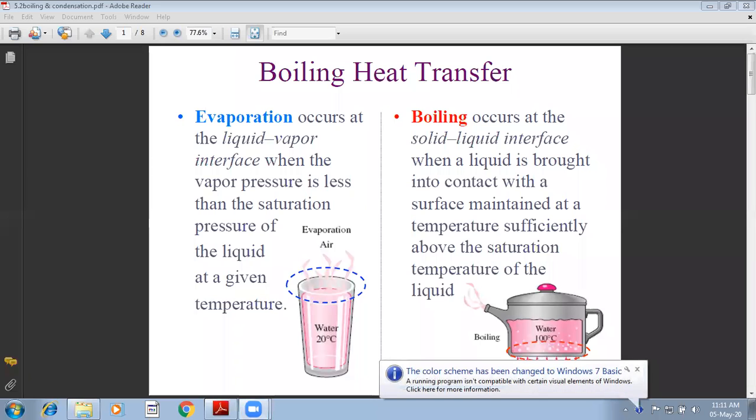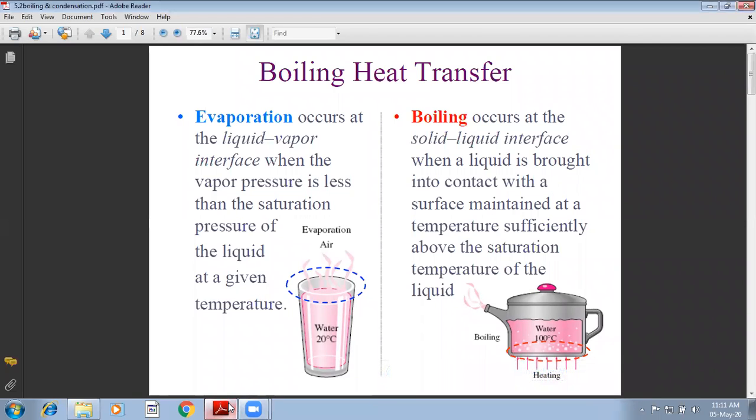In today's session, we will discuss another concept, that is boiling and condensation. From the basics, you all know that boiling occurs when the temperature exceeds the saturation temperature for a given pressure. In the same way, evaporation occurs if the pressure is less than the vapor pressure for a given temperature. Evaporation is a liquid vapor interface phenomenon, whereas boiling is a solid liquid interface phenomenon.